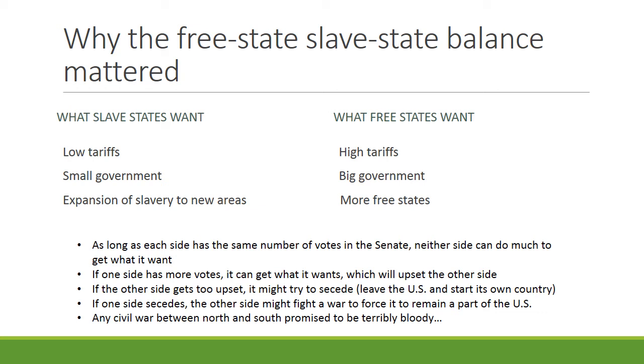So because they have opposite ideas, it means that if any one side gains power, it's going to make the other side angry. But so up until this point, there had been a balance between free states and slave states, which meant that neither side could really do very much, and neither side could really get what it wanted. But that kept them from fighting. But as soon as one side gains power and has more votes, it's going to get what it wants. So like when California comes in as a free state, this gives the free states the power to pass a high tariff, to have a bigger government, and to continue to expand, increase the number of free states.